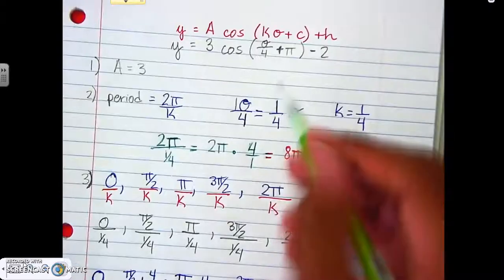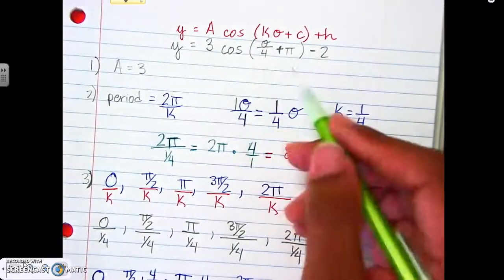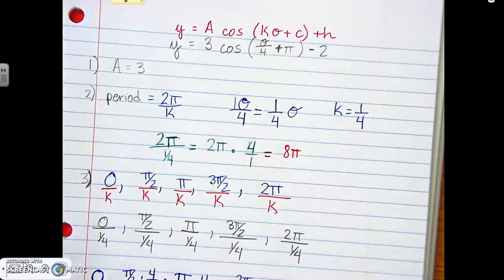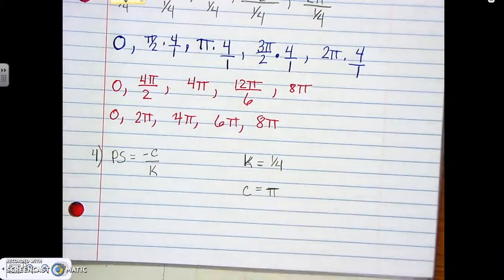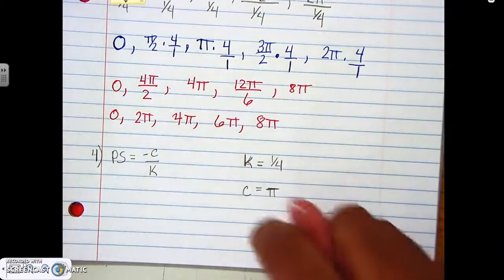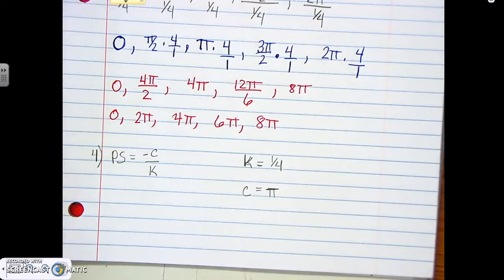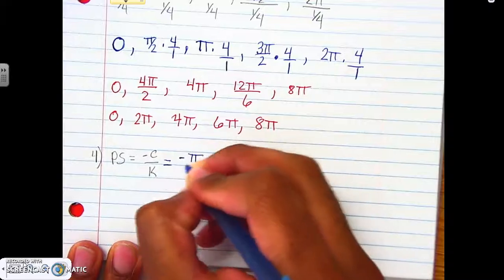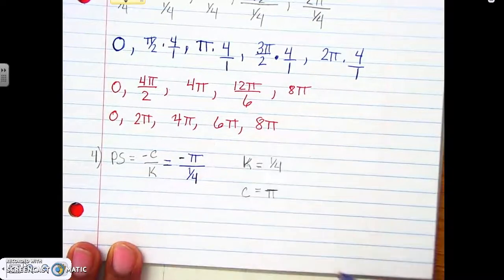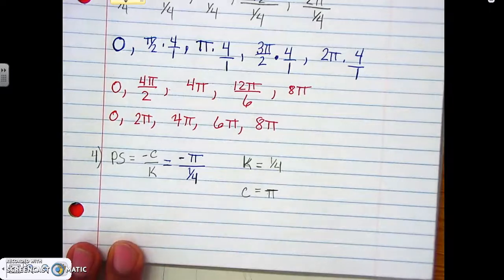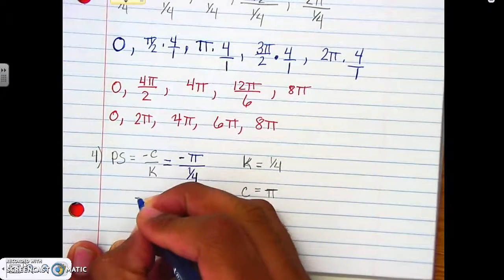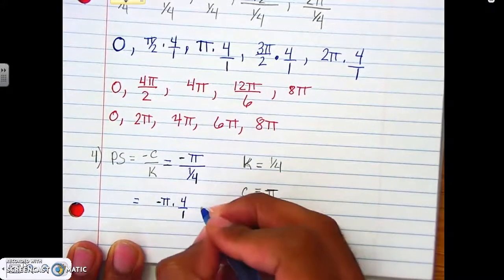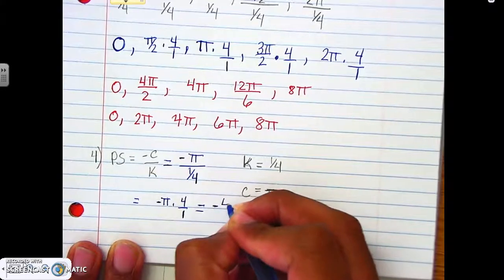And again, remember, if that was negative pi, that means c would be negative pi. If it's positive pi, then c is positive pi. So you take the sign with it. All right, so here we do negative c over k, and we simplify it down. So negative pi over 1/4. And just like we've been doing it, we do keep, change, flip. Negative pi times 4 over 1. And so our phase shift is negative 4 pi.